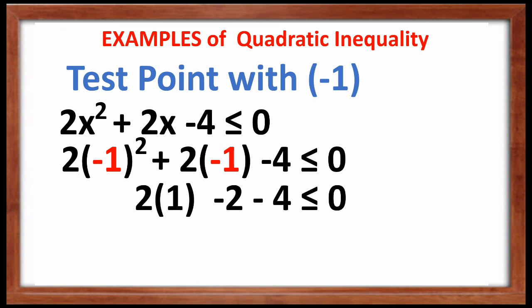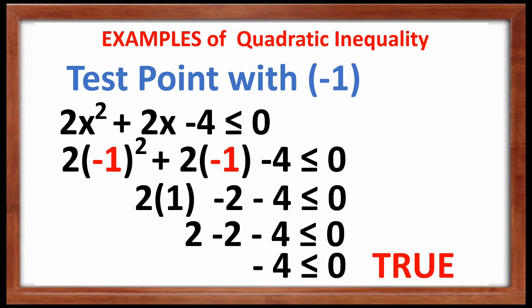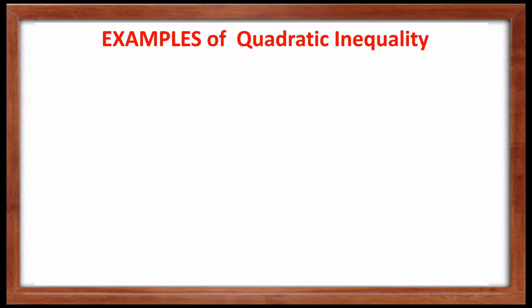2 times 1 is 2. Then copy -2 minus 4. The result is -4 less than or equal to 0. Why? Because 2 minus 2 is 0. And we can conclude that that is true or correct. Meaning, -1 is also solution of the given quadratic inequality. How about the second one?